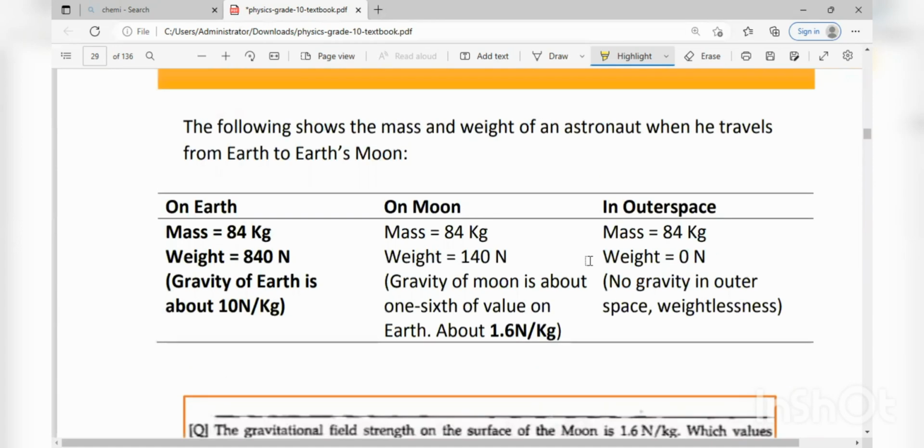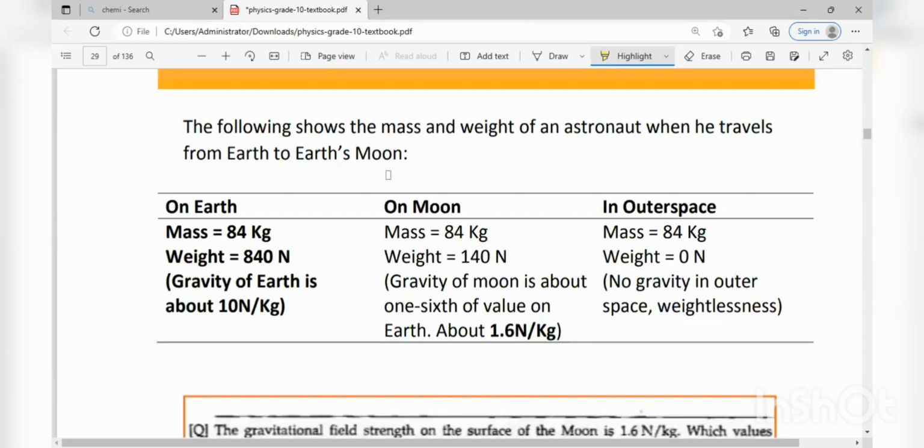Okay, now let's try to understand this, because we are just saying that mass doesn't change. It's not changed because of its location, speed, or its shape, but weight changes because of its location, right? Why? Because of the gravitational force.